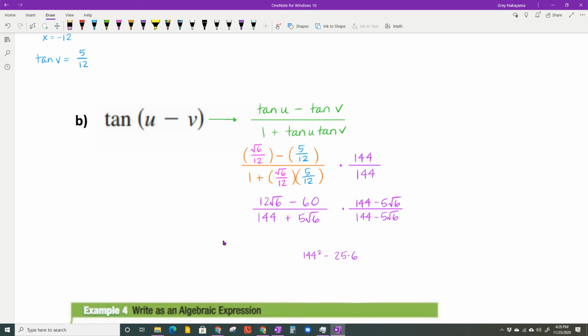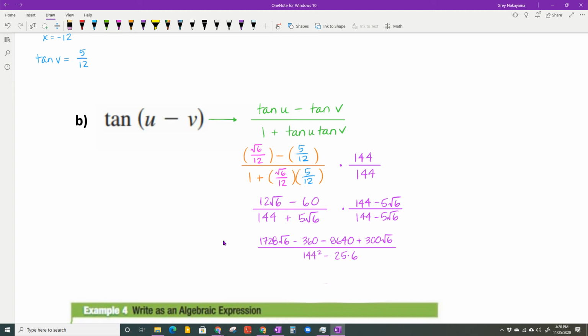25 times 6. Okay, so on the top, I'm going to have the first terms, 144 times 12 square roots of 6. Well, 144 times 12 is 1728. The 6 stays underneath. Outside, 12 times 5 is 60, and square root of 6 times square root of 6 is 6. 6 times 60, 360, minus the inside, and then plus the last. And if you need any help with that, you will have something similar in Delta Math, but the numbers will be smaller. But you have a calculator to do your work for you.